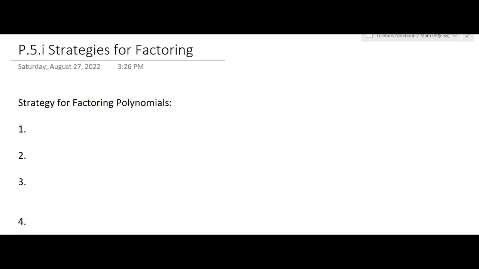So we're going to give you strategies for factoring polynomials. The first thing is to always check for a greatest common factor. Now, sometimes you'll just see right off the bat, oh, there's no greatest common factor. But if there is one, you want to pull that out first. It's much easier to take care of that first than to try to do it later on.